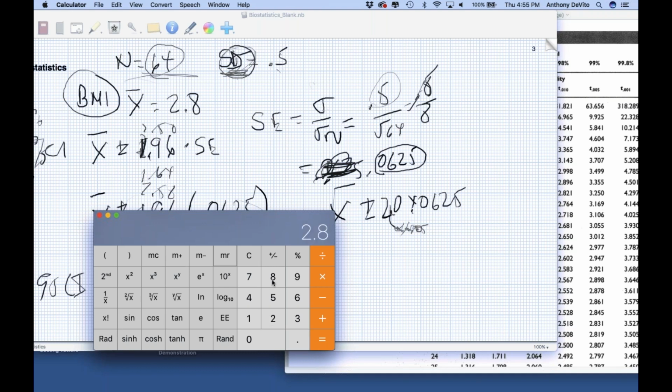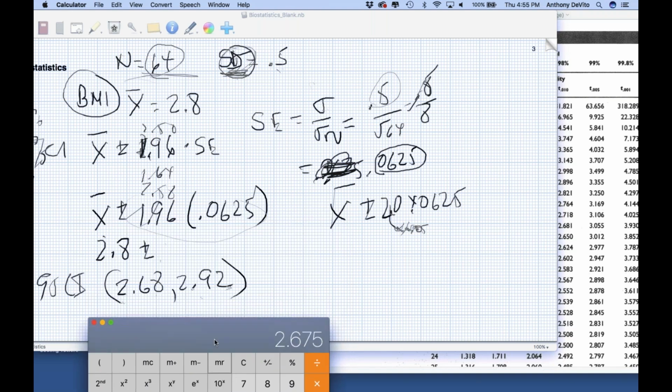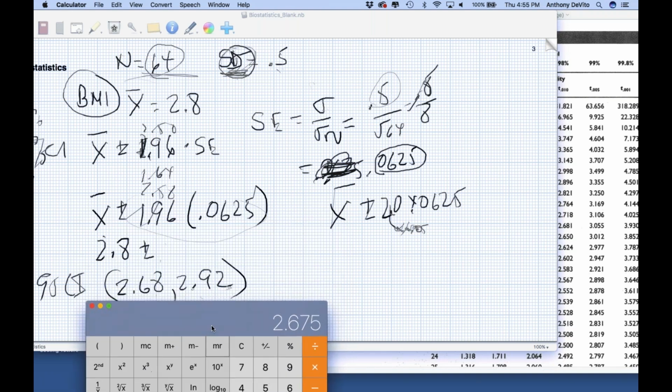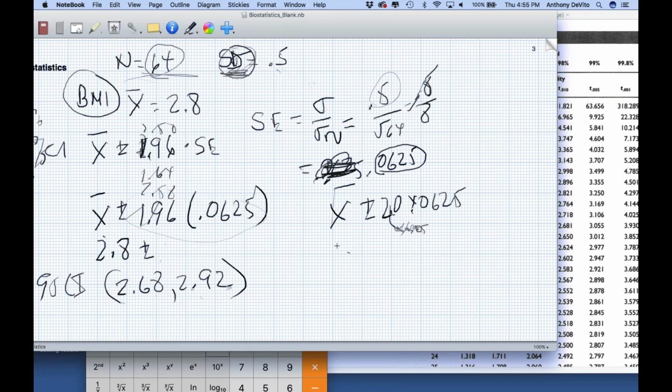2.8 minus our margin of error is 2.67. Not much of a difference, right? Because the sample size is so big.